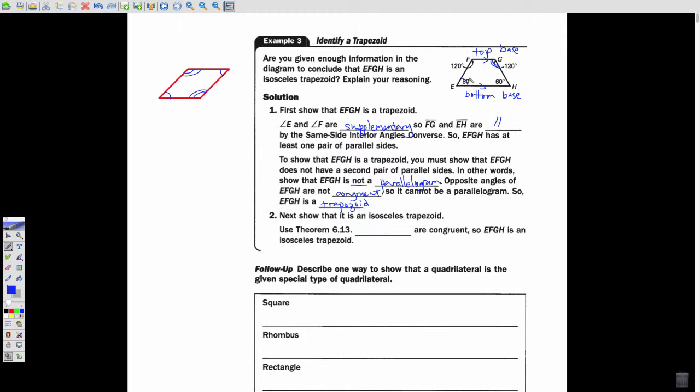Also, we notice the base angles: 60 and 60, 120 and 120. So the base angles are congruent. So not only do we have a trapezoid, we also have an isosceles trapezoid. Okay, so that's all for this unit as well as for this chapter. Make sure you finish these reflections. These are really important. They will really help you understand this chapter better. All right, thank you guys.